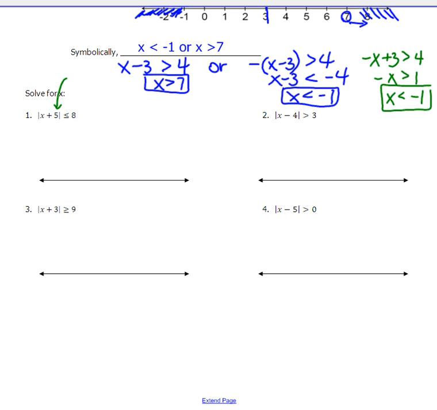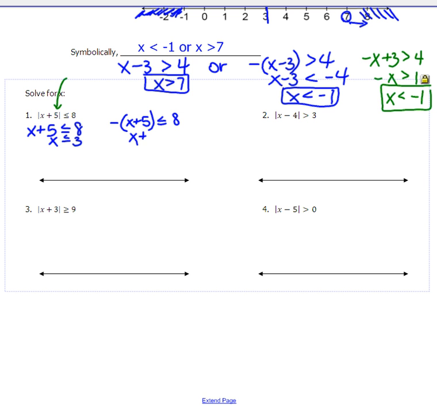So what's that going to look like from a procedural standpoint? I'm going to have x plus 5 is less than or equal to 8, and I'm going to have the opposite of x plus 5 is less than or equal to 8. So this is going to give me x is less than or equal to 3, and I'm going to move the negative to the other side just because I feel like it. And I want to keep my x positive, so I'm going to get greater than or equal to negative 8.